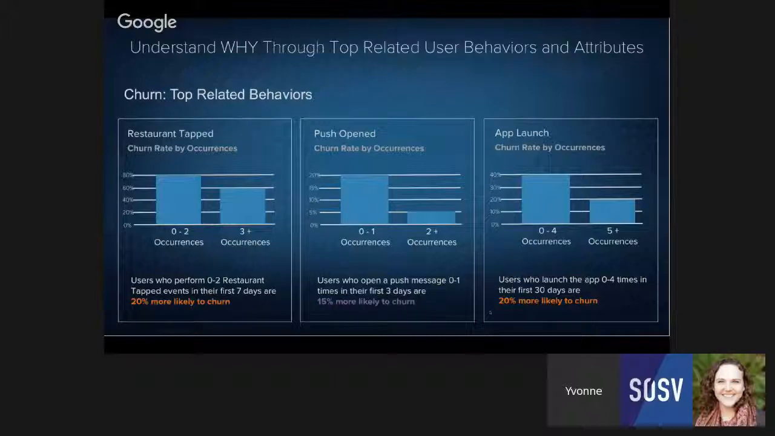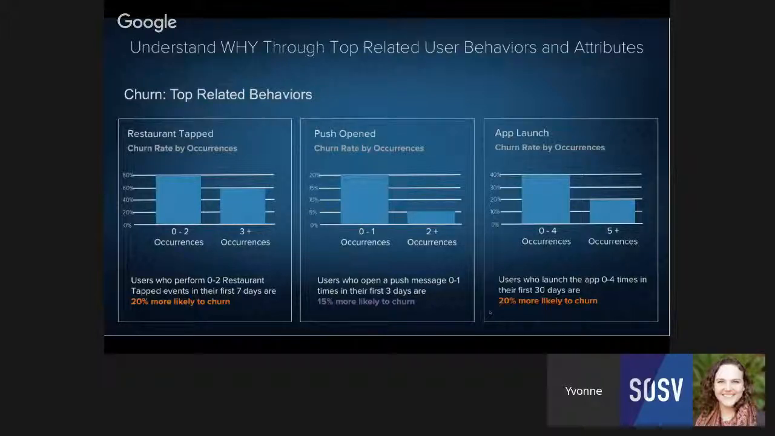And so we'll give companies that use this product information about the top related behaviors to churn or conversion. For example, let's say you're a restaurant app, and you find that users who perform 0 to 2 restaurant tapped events, where they tap on a restaurant, in their first 7 days of using the app are 20% more likely to churn. So you want to try and get people to tap on a restaurant in their first 7 days at least 3 times. Those are some of the insights that you can get.